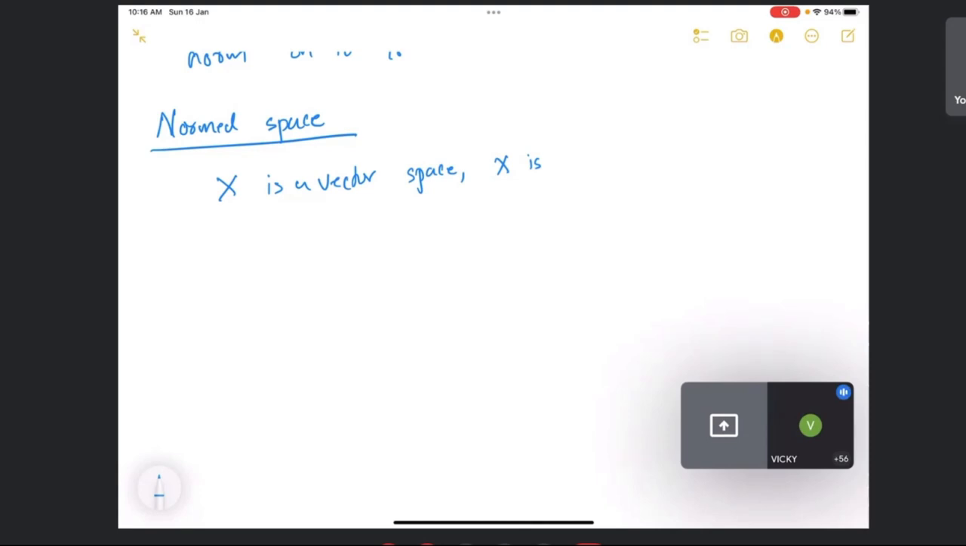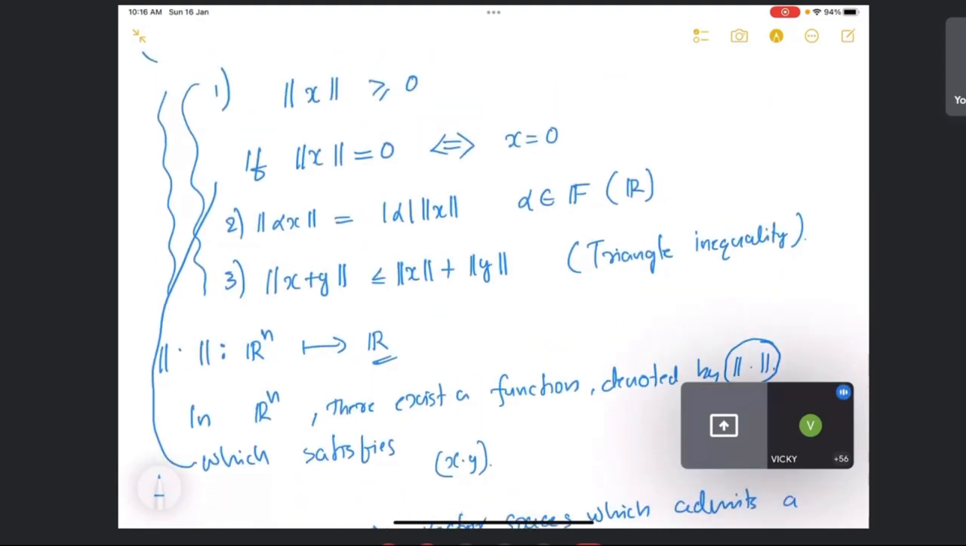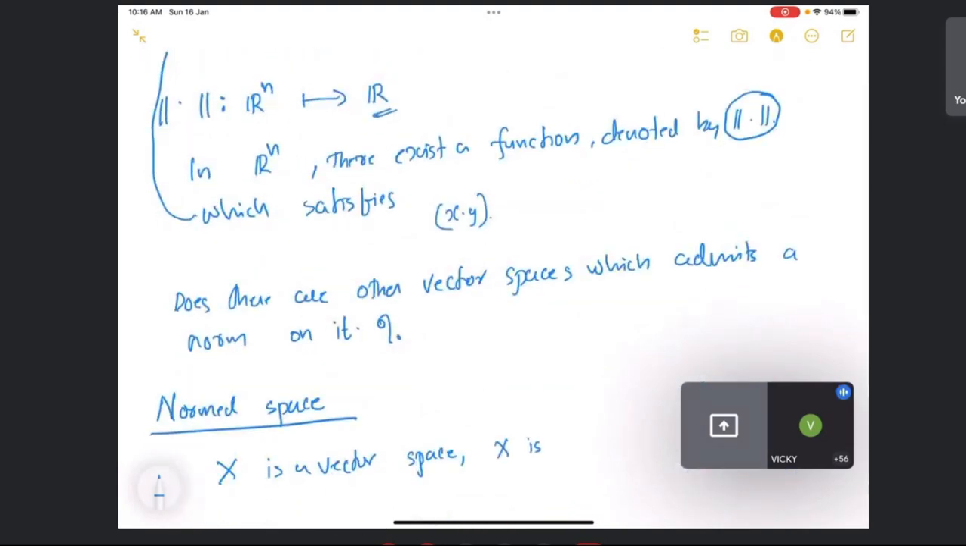थोड़ा ऊपर कीजिए सर. थोड़ा बस बस थोड़ा सा last की portion लिखनी थी. Other vector space. हाँ okay sir.